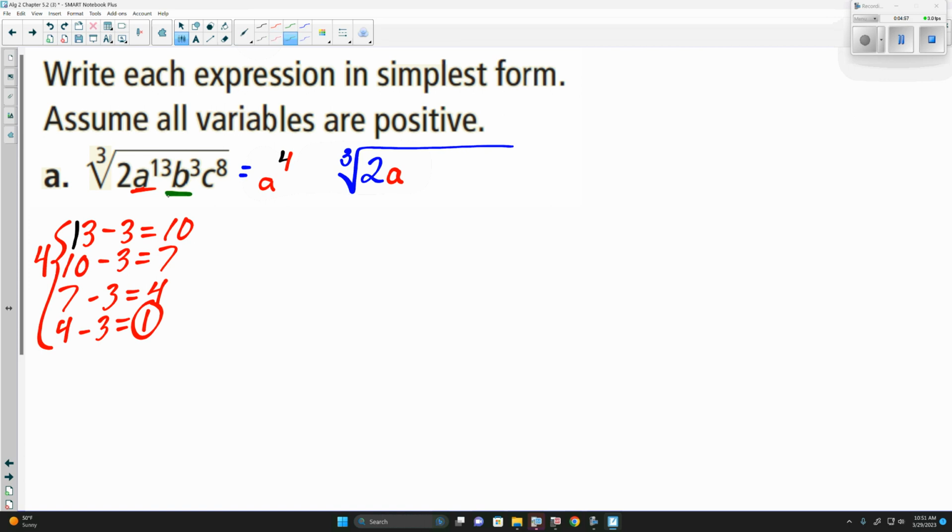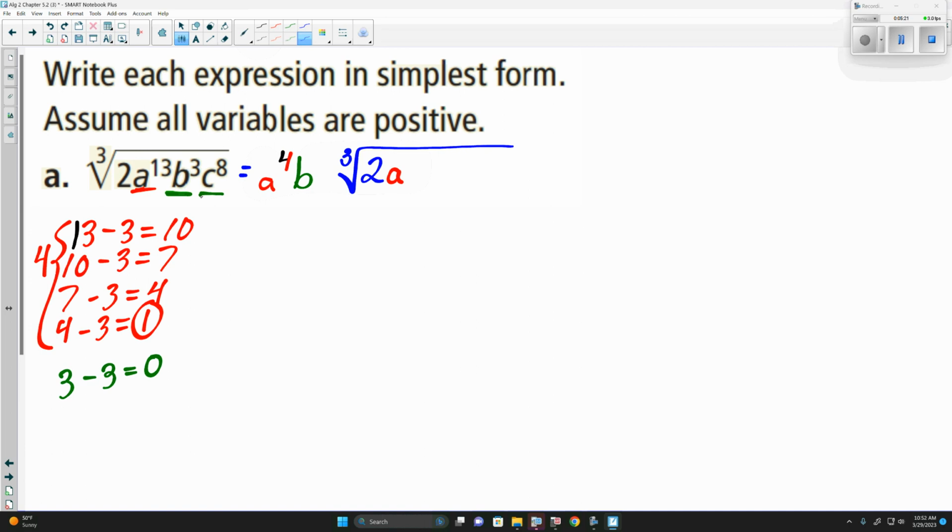We can look at b next. So groups of 3 away from 3, well, 3 minus 3 is 0. So we can take one group of 3 b's away from b to the third, and we have none left inside.